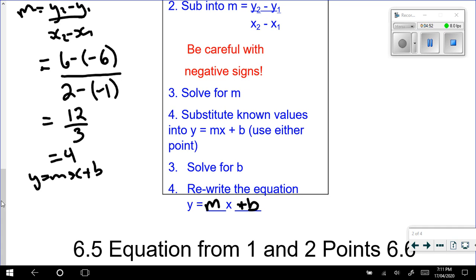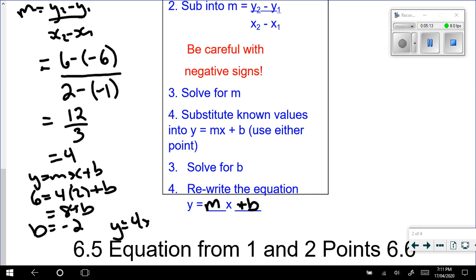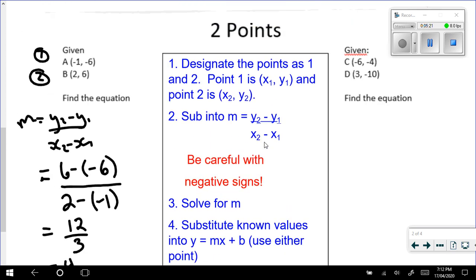Okay, so let's pick a point. Which means y equals 4x minus 2. So once again, not too far off what we were doing yesterday, but we do have that extra step. So you've got to be careful with those negative signs. Here we have negative signs everywhere. Give her a shot.